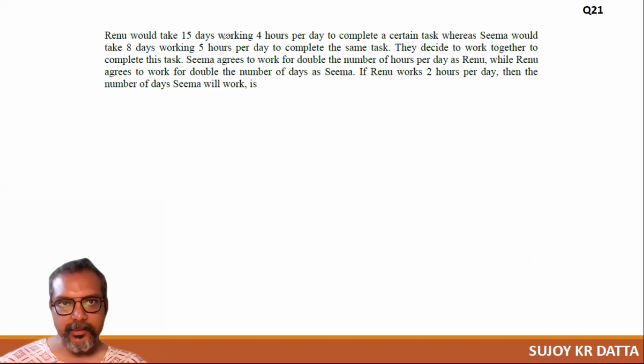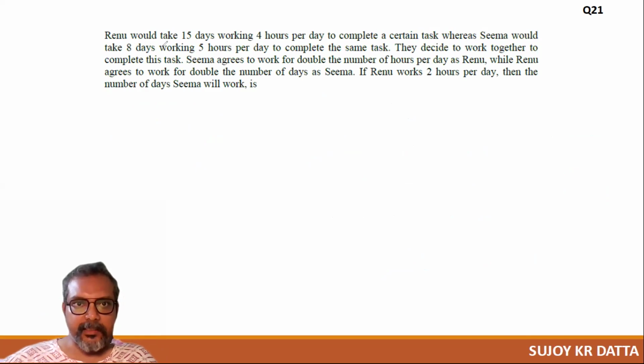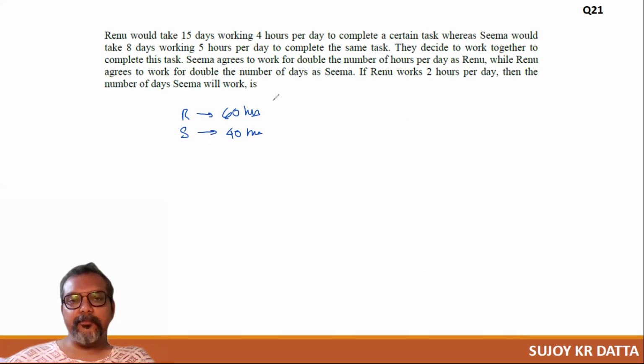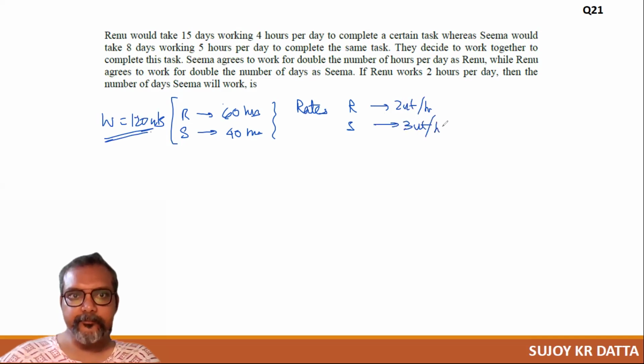Renu is taking 15 days, working 4 hours per day to complete a task. Okay. Seema takes 8 days. So Renu takes 60 hours and Seema takes 40 hours for the same task. So for the rate of working for Renu and Seema, the LCM, we'll take the work to be, let's say, 120 units. So Renu's rate is 2 units per hour and Seema's rate is 3 units per hour.